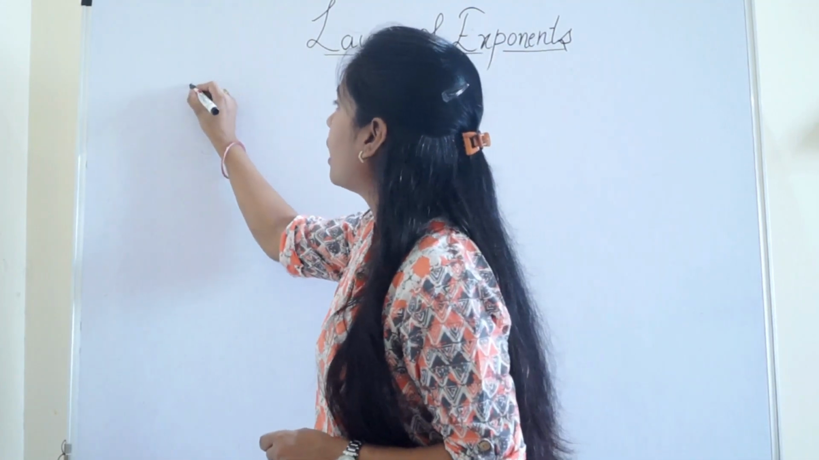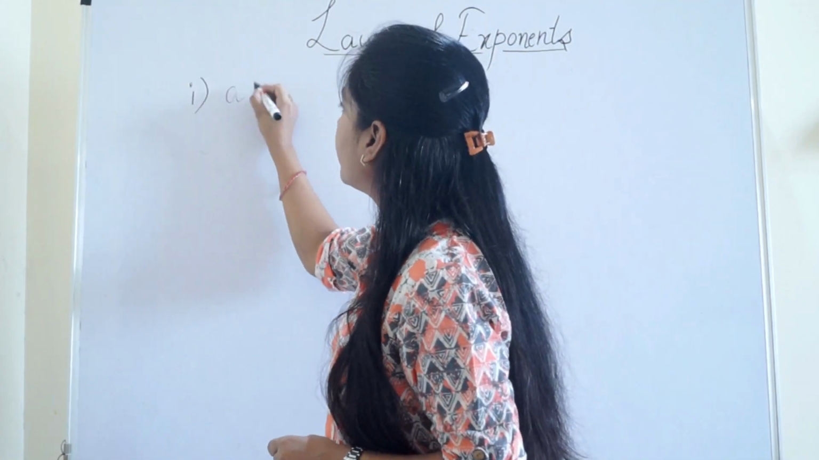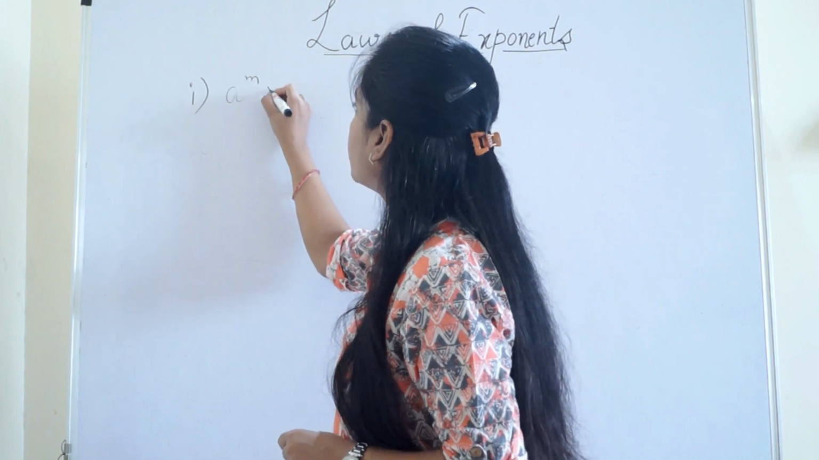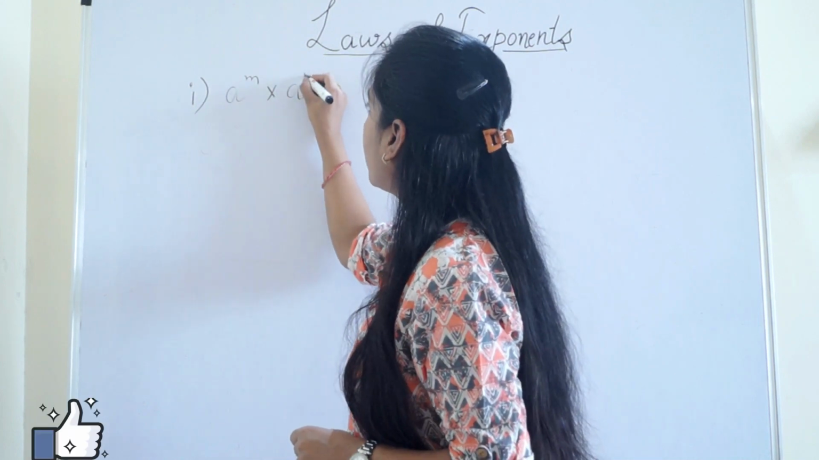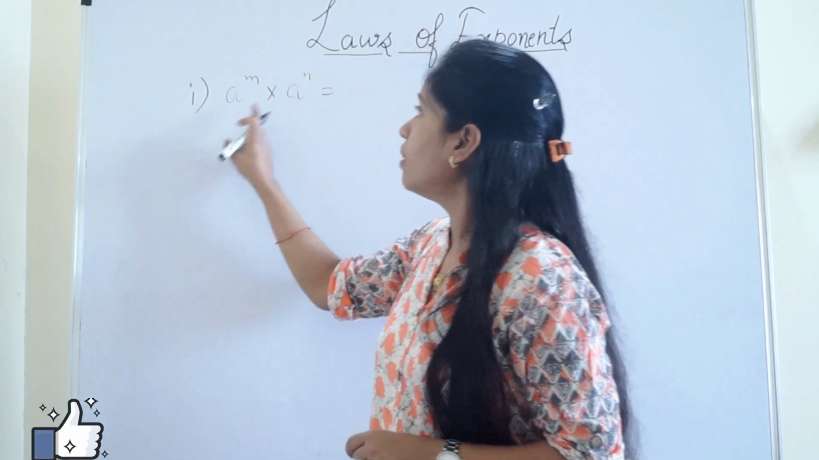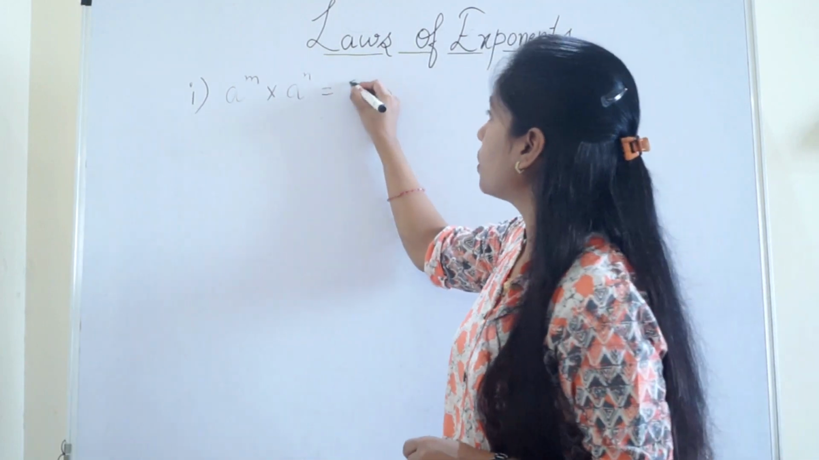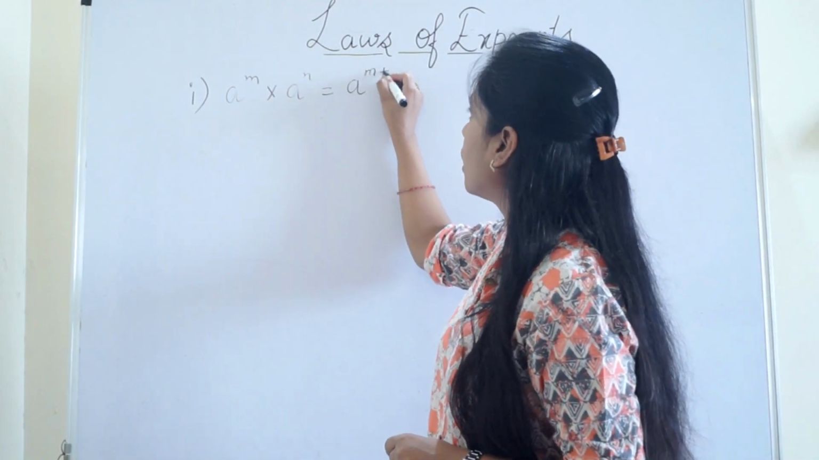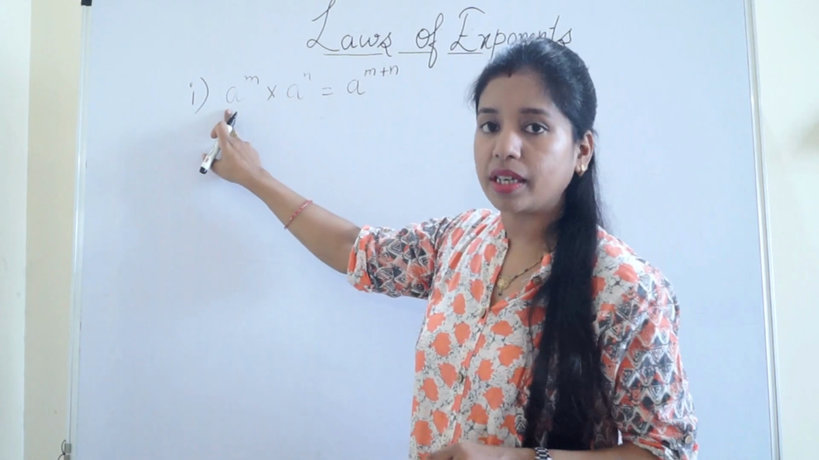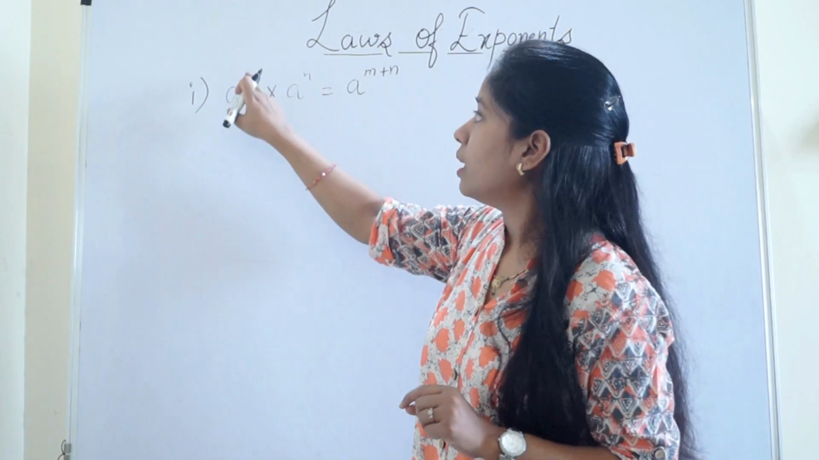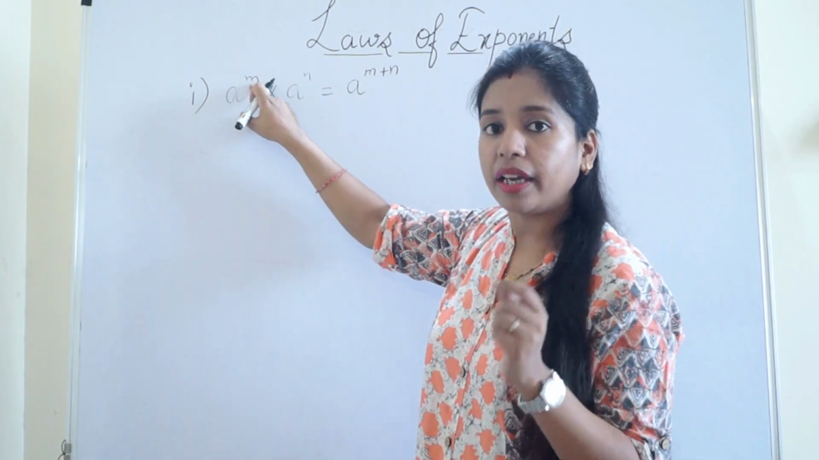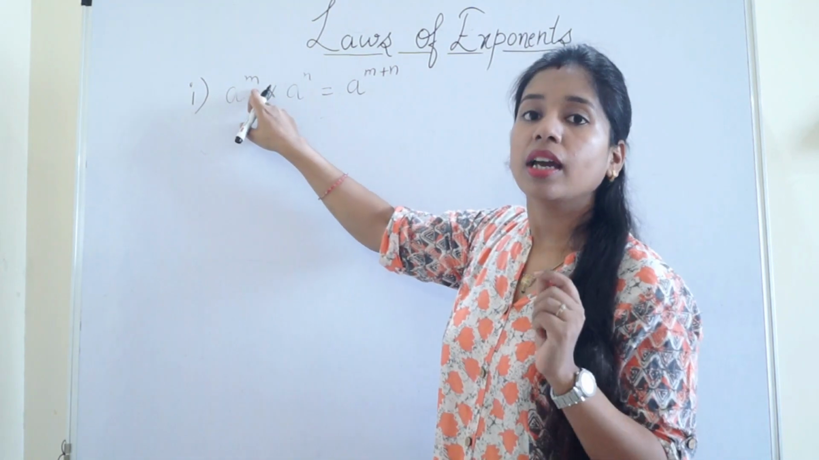First law states that if we are having a to the power m multiplied by a to the power n, then the power will get added. Now what does this mean? Here we are having a as a base. A is the base here and m is called the power, exponent, or we can also call it indices.